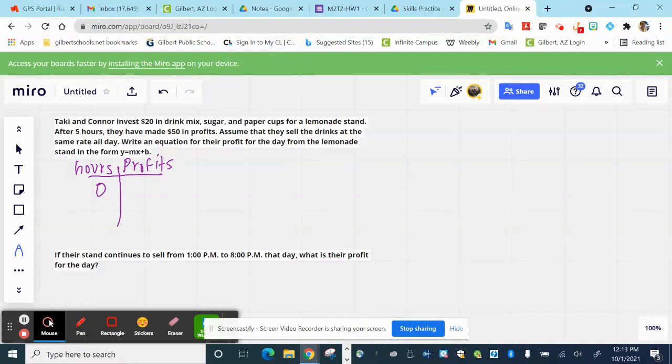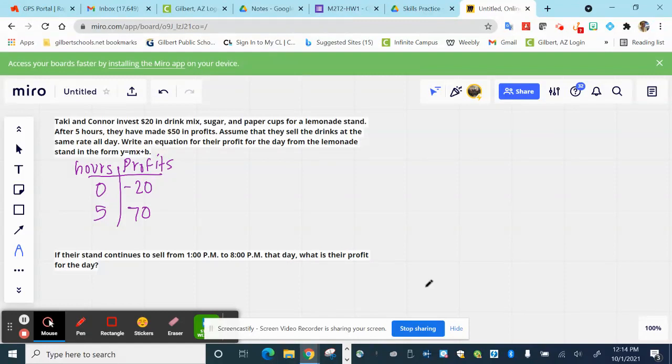If they're starting out and it costs them $20, then their profits are actually going to be negative $20. They haven't made any money yet. It's only cost them $20. Then it says after 5 hours, they've made $50 in profit. If you've made $50 in profit, that means you've made $50 over and above how much you've spent. So instead of putting 50 there, what you actually want to put is 70. $70 would give you $50 of profit because the first 20 went to paying yourself back for your investment.